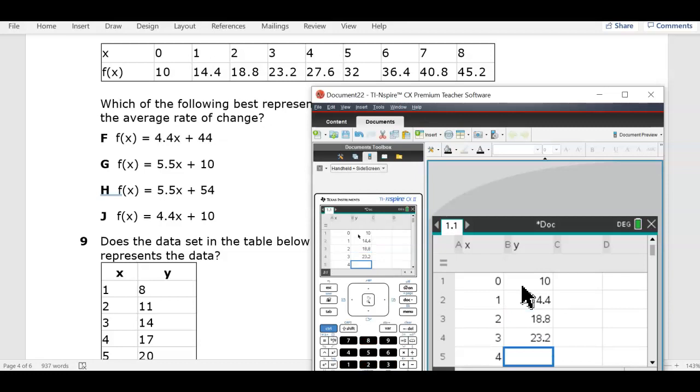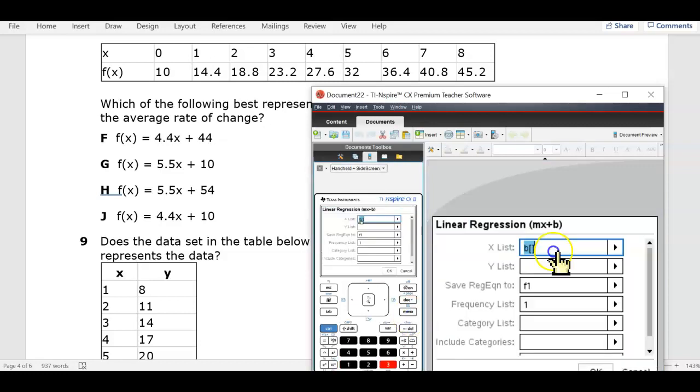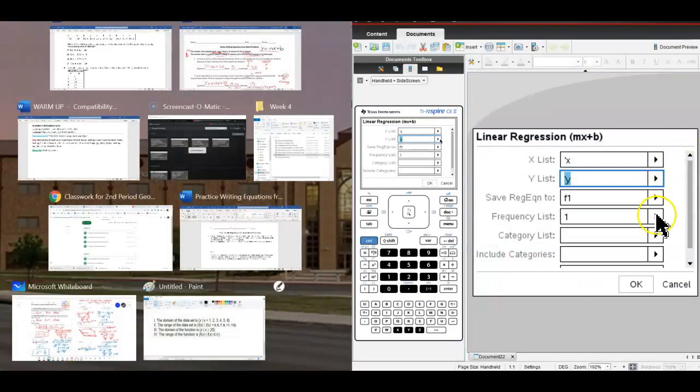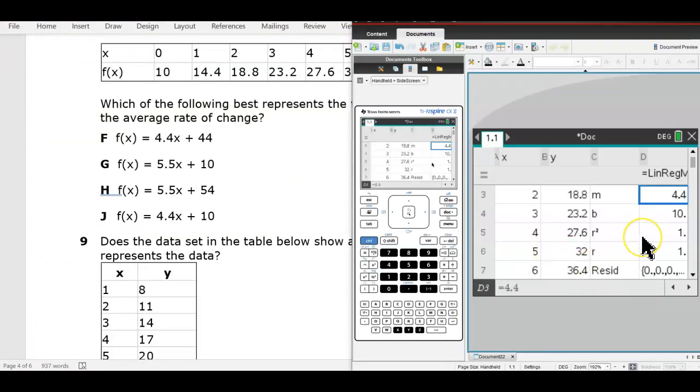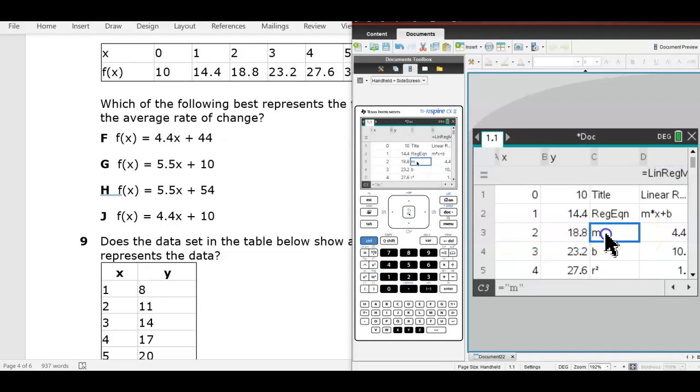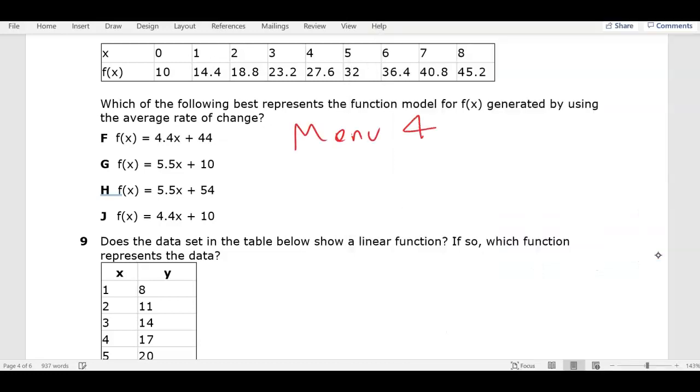Okay, because you don't know, not every table is going to be a constant change each time. You might have to find the best line of fit, the linear regression. Okay, so once I type it all in, I hit enter so the blue box is below it. I'm going to do menu 4, 1, 3. X has to be X, and Y has to be Y. Then I can hit enter. Might have to scroll up. So M is 4.4, B is 10. Okay, so this is menu 413.